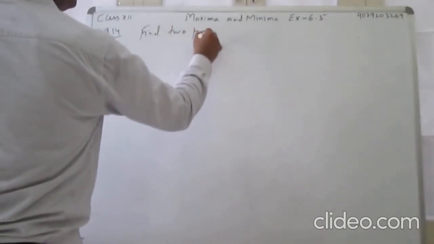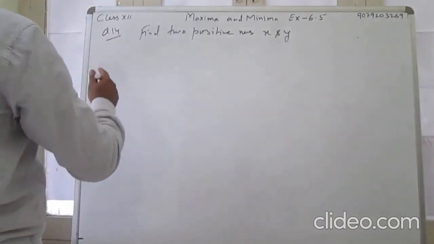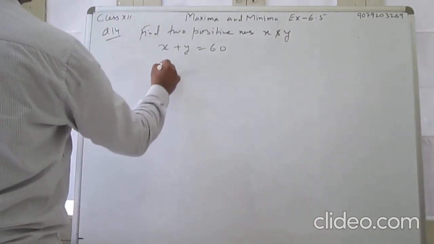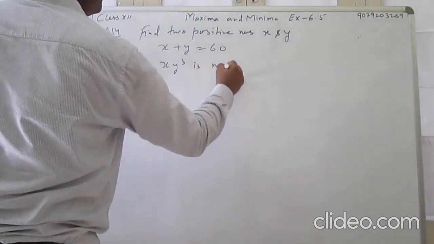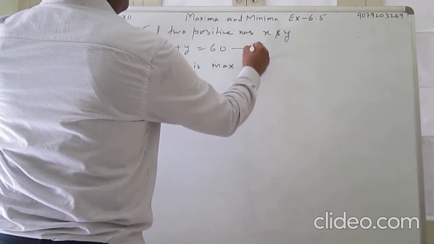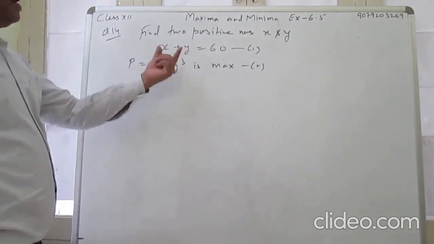Question 14. Find two positive numbers x and y such that x plus y is equal to 60 and xy cube is maximum. These two conditions are given to you, so take the first as one and the product as P, the second. This is maximum and it is in two variables.